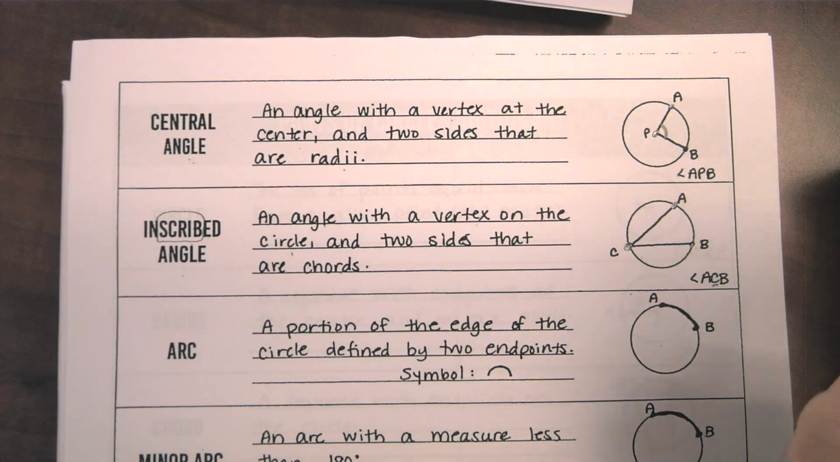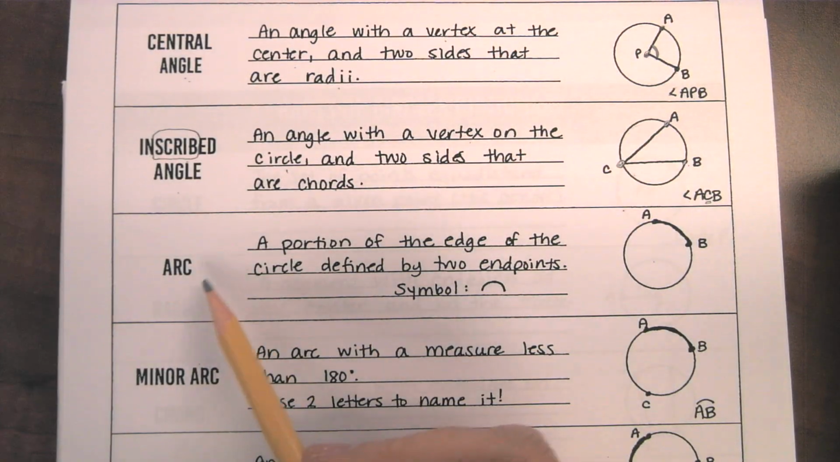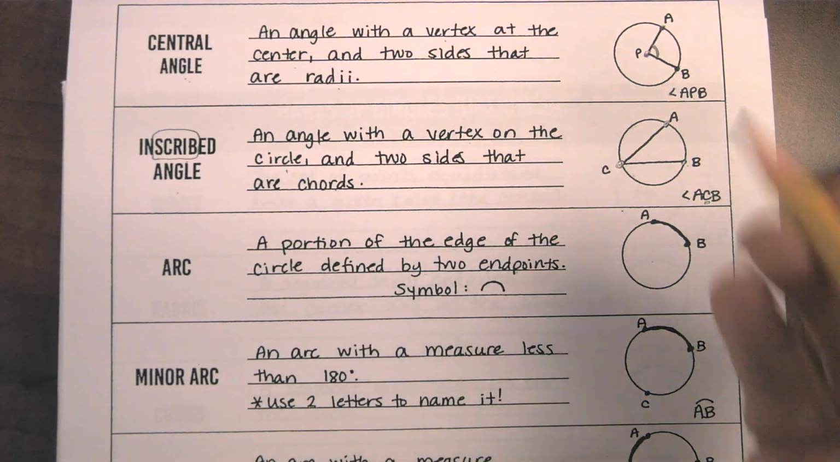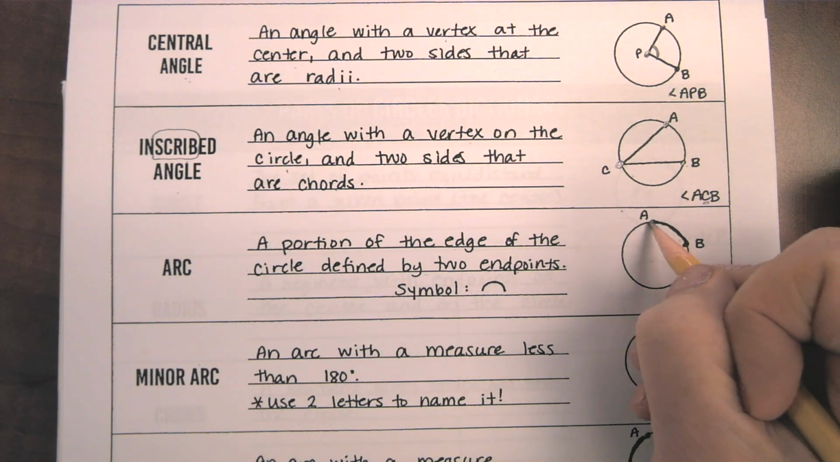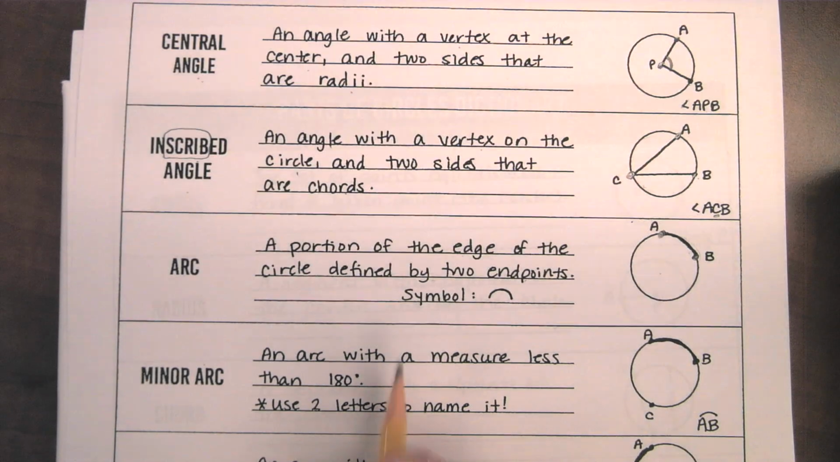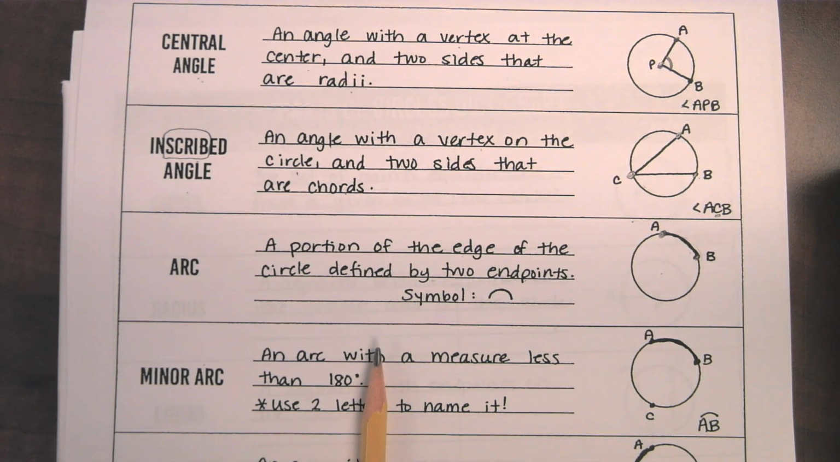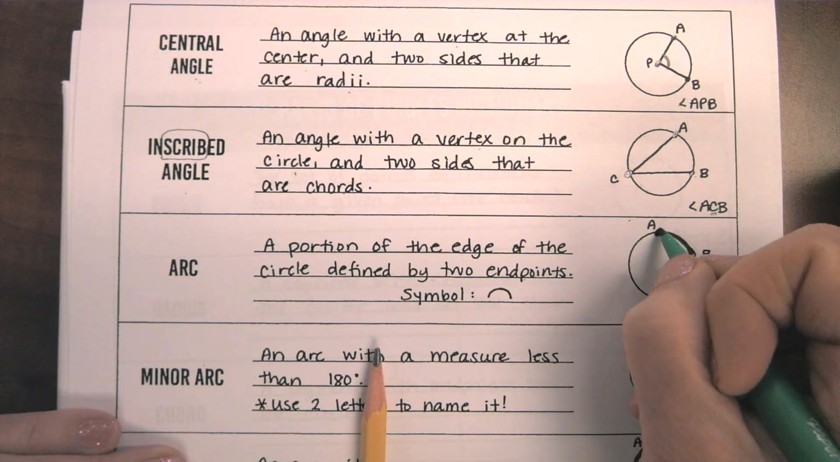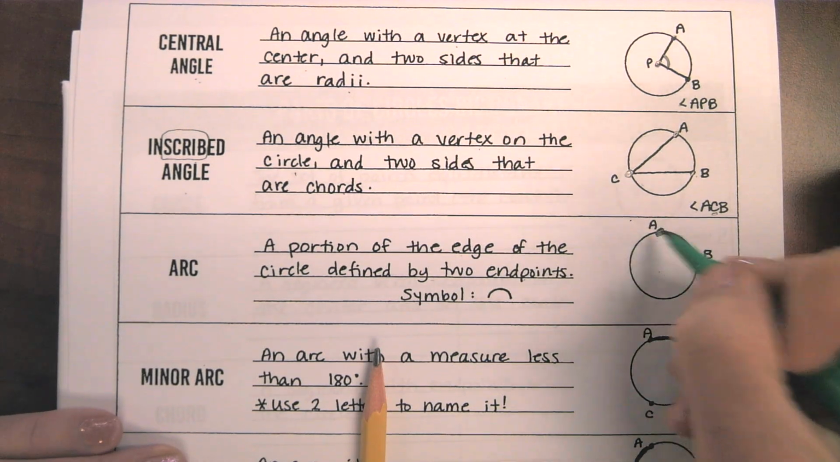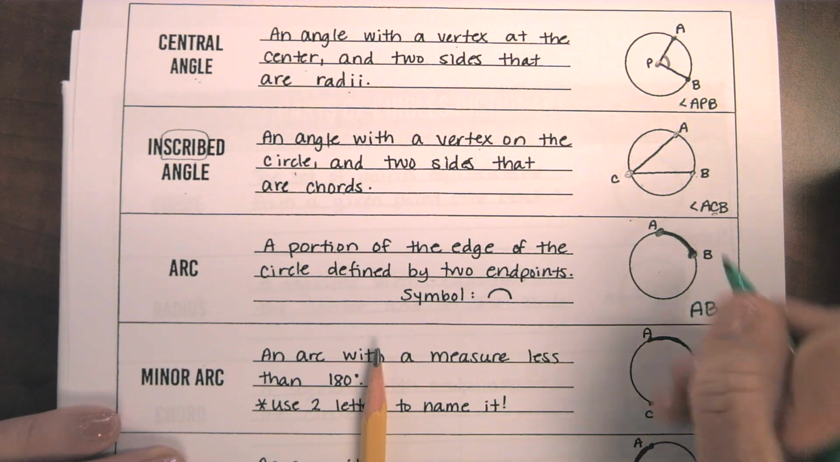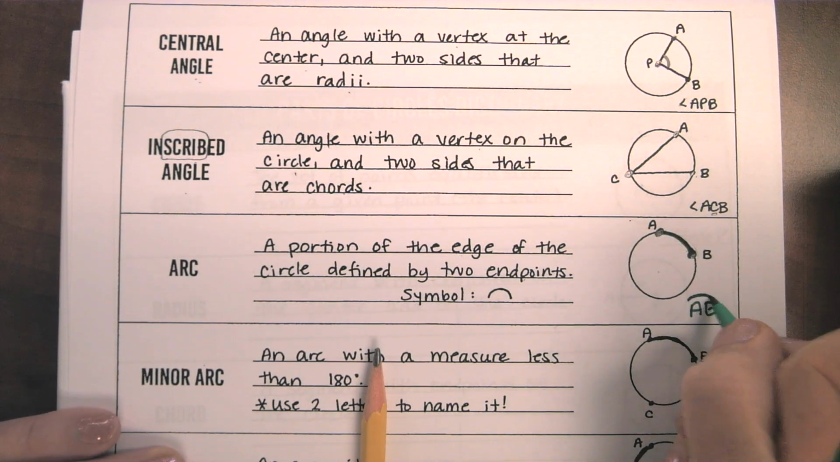Okay, our next word is arc. Arc is a portion of the edge of the circle defined by two endpoints. Now we do have a symbol here, so notice we have an endpoint and an endpoint, and you'll notice that they are connected. It is a little bit thicker there. You're going to notice that as we start to do some of the work. So it'll be a little bit bolder, the area that we're talking about. This is considered an arc. This is arc, and we would actually write that as AB because it's A to B, and we would do an arc over the top of it.